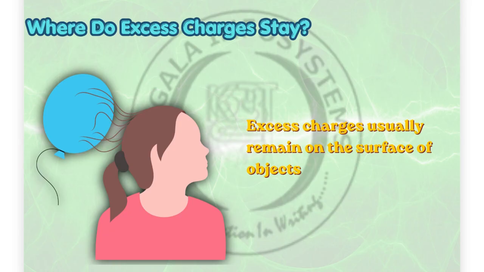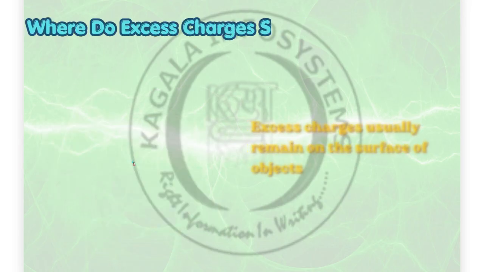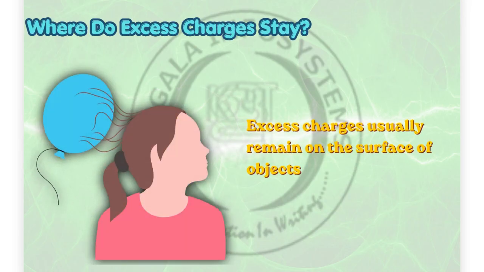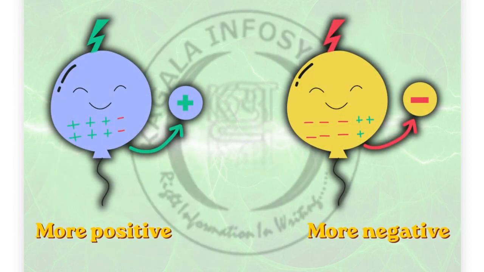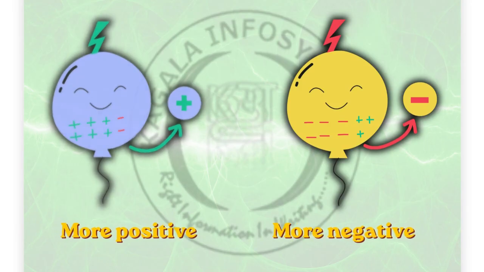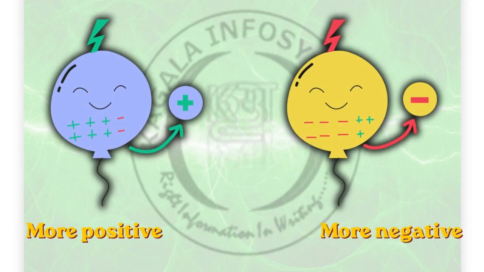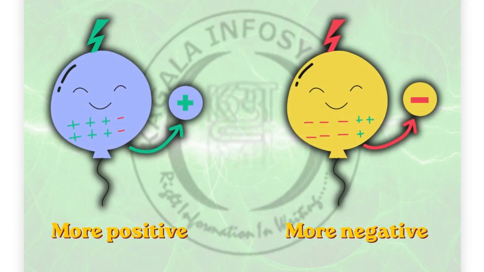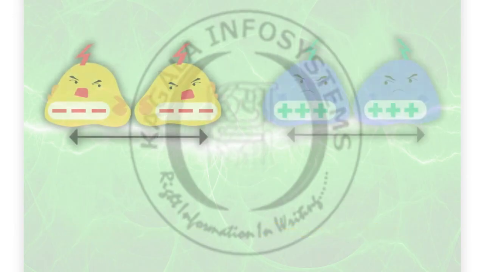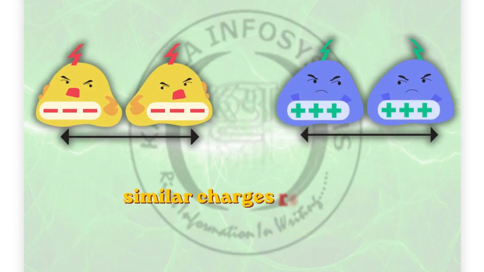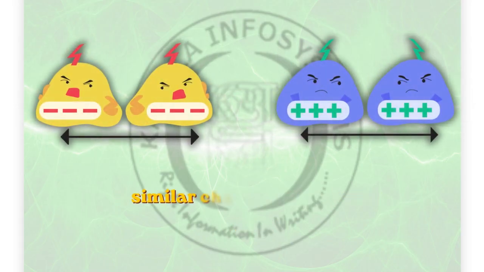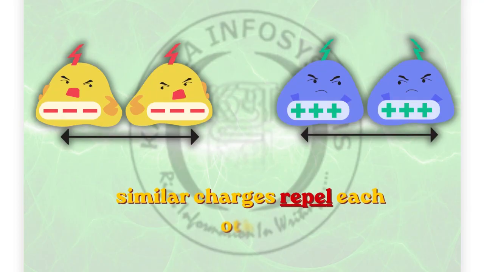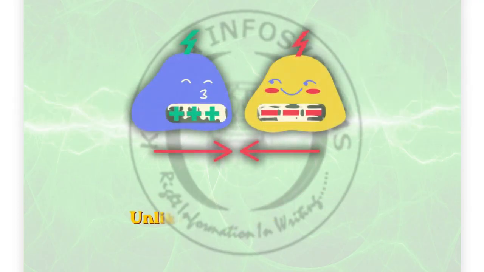Excess charges usually remain on the surface of objects. Why does this happen? Because similar charges repel each other. They try to move as far away from one another as possible. This idea later became very important while studying conductors and electrostatic equilibrium.